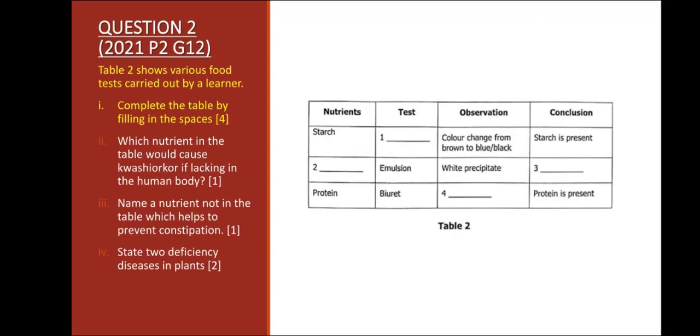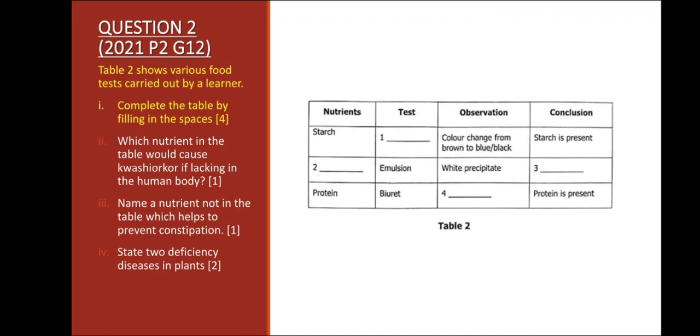And then at 2, what nutrient are they asking us? So let's look at the test. The name of the test is the emulsion test. What nutrient do you test for when you're using the emulsion test? What nutrient are you looking for? So the answer for 2 is lipids or oils, okay? When you're testing for lipids, you can use this test known as the emulsion test. So the answer for 2 is lipids.